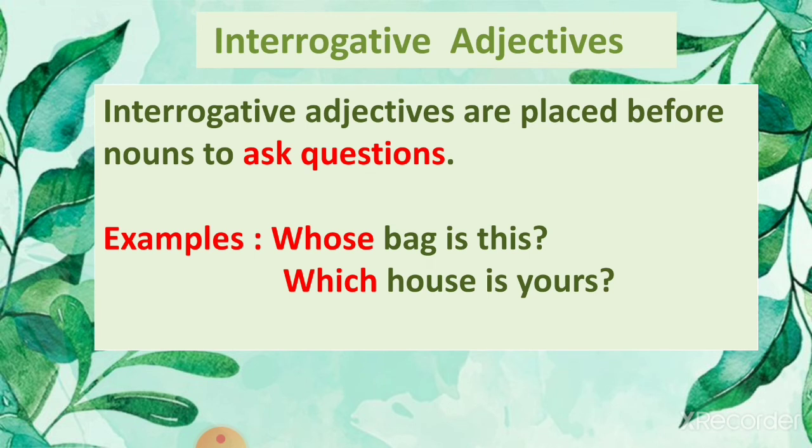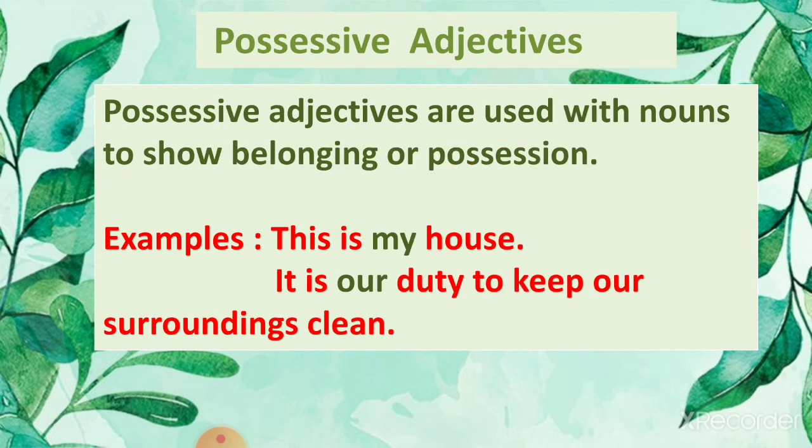The next type of adjective is interrogative adjectives. Interrogative adjectives are placed before nouns to ask a question. Whose bag is this? Which house is yours? So interrogative adjectives are the adjectives which are used to ask a question. Here in the examples, whose and which are examples of interrogative adjectives.